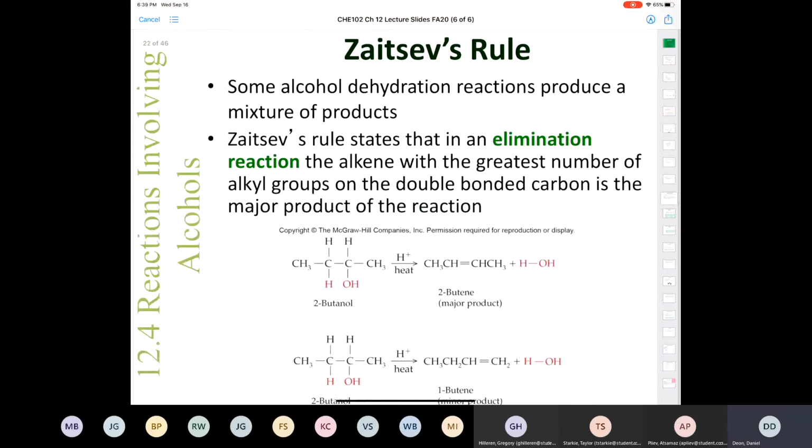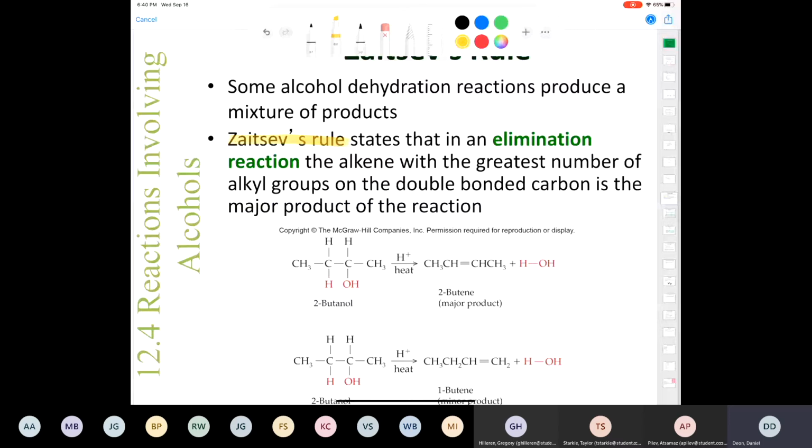Well, what happens when it gets more interesting, when you have more than one adjacent carbon? Ooh, it gets a little trickier then. So it says here that some alcohol dehydration reactions produce a mixture of products. And in that case, we don't use Markovnikov's rule. We use a rule developed by another Russian, and his name is Zaitsev. Everybody's got to know Zaitsev's rule.